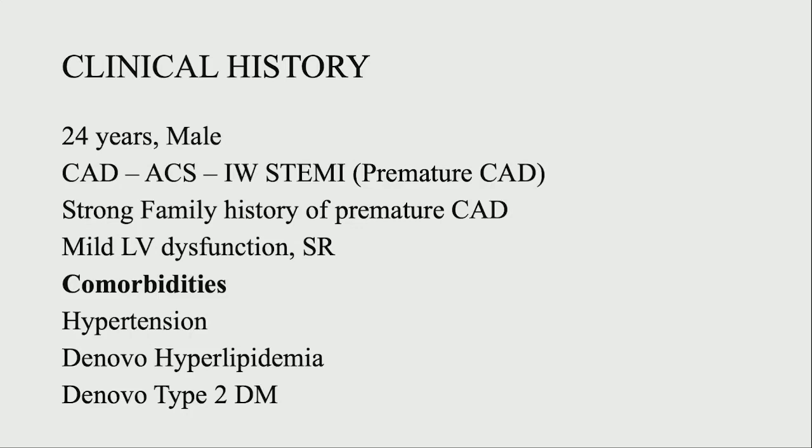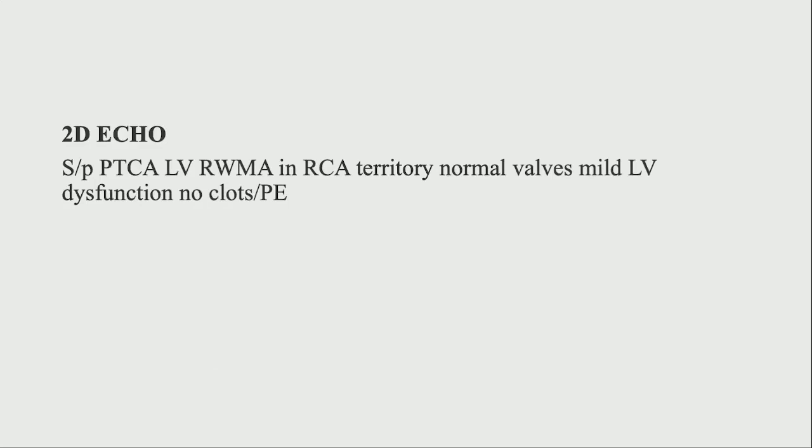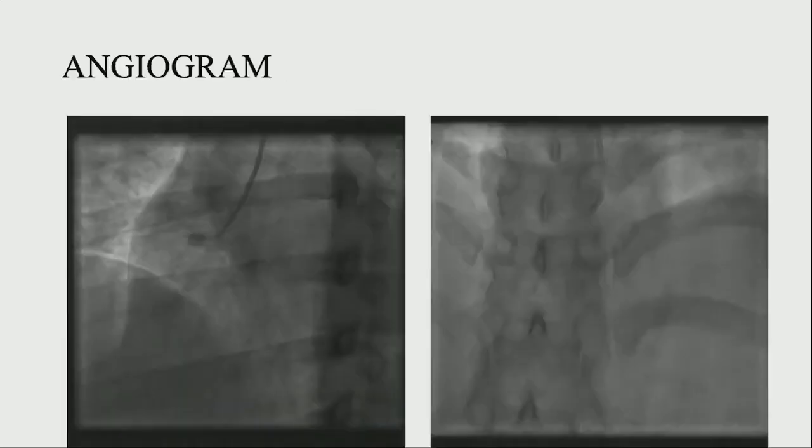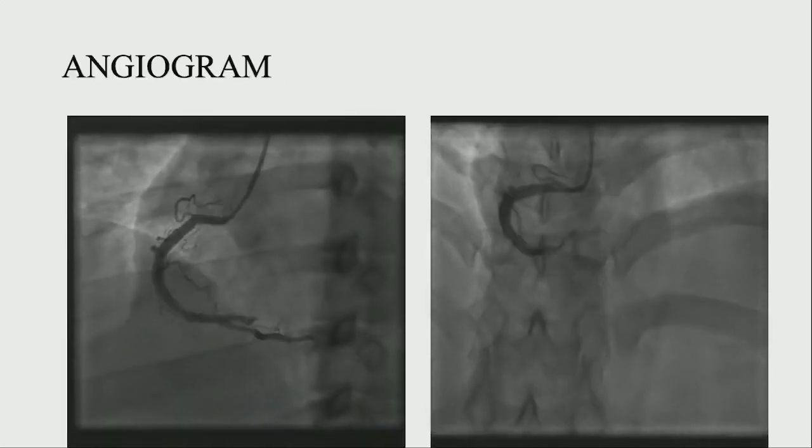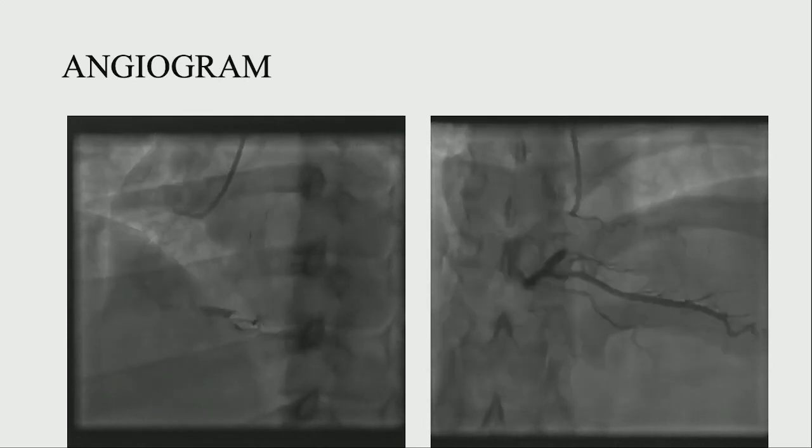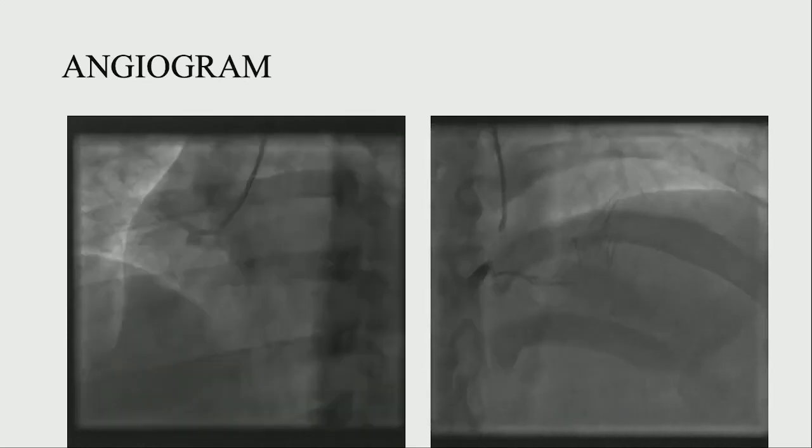He was in sinus rhythm, and he was de novo diagnosed with diabetes, hyperlipidemia, and a 1 year history of hypertension. His echo was showing RWMA in the RCA territory, so we have taken him for an angiogram. The angiogram on the right side showed PLVB 100% thrombotic occlusion. So that was the culprit vessel.